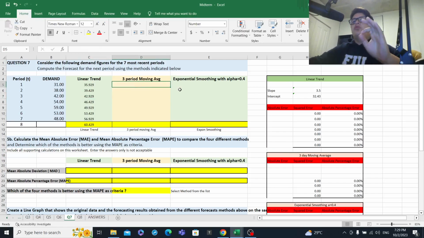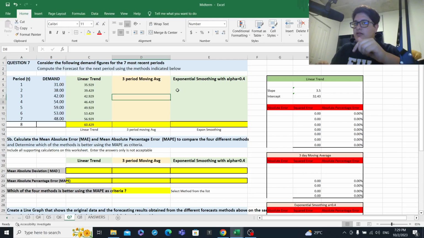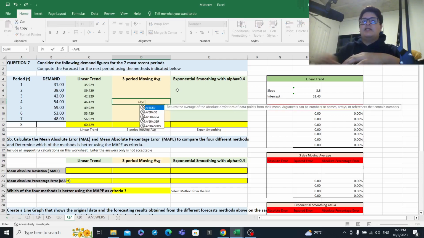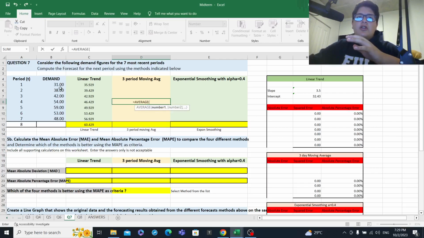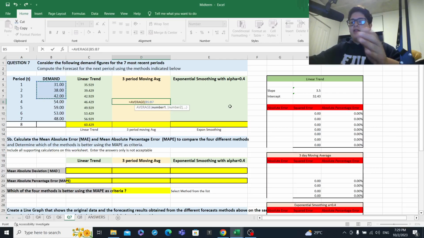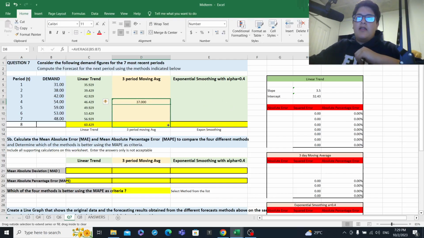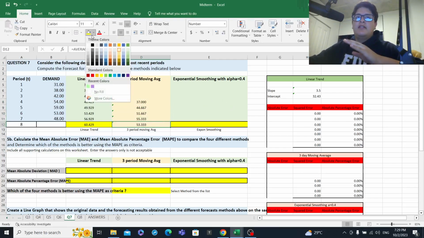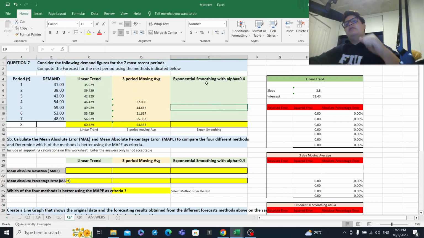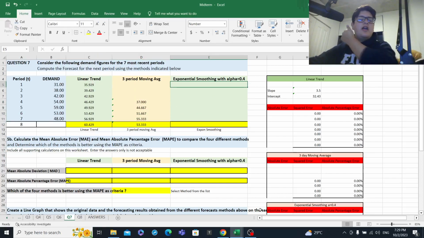Then the 3-period moving average. What we have to do is basically 1, 2, 3, and here we start working. It is really easy because it's the average of the 3 that are before. Here we go. There you have it. Quite simple till now.